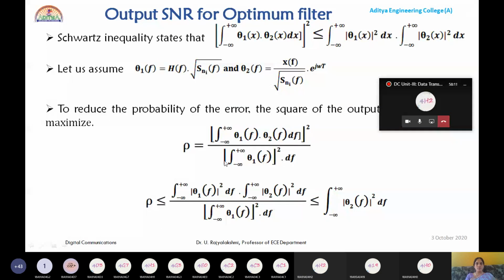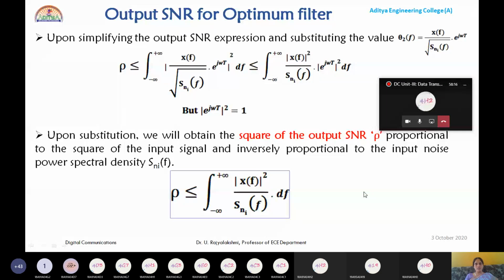Okay, very good. Can you tell me the expression for output SNR? We calculated the output SNR. Can you remember? Or you can see from the slide. Integration from minus infinity to infinity of modulus of x of f whole square by SNI of f into df. What is SNI of f? Power spectral density of the input noise signal. The input noise signal is n of t, and its frequency domain is SNI of f.